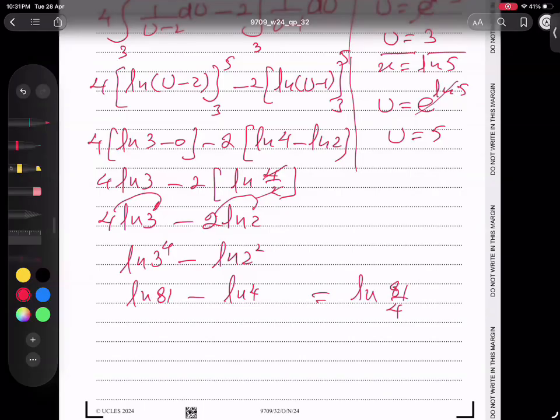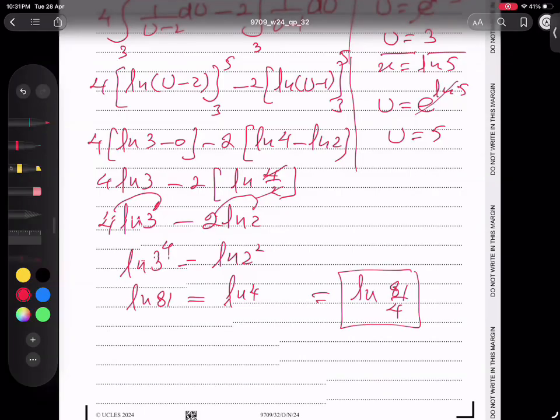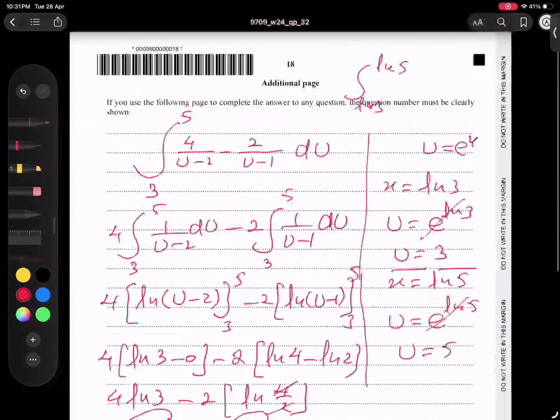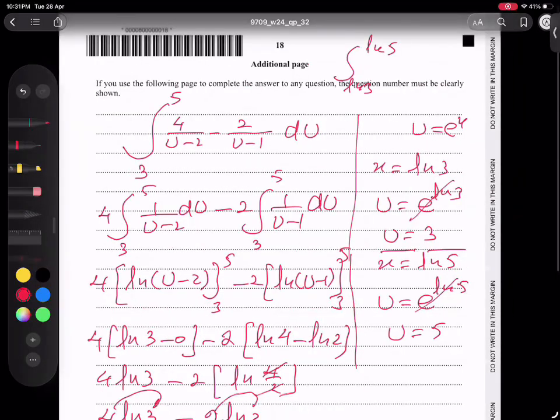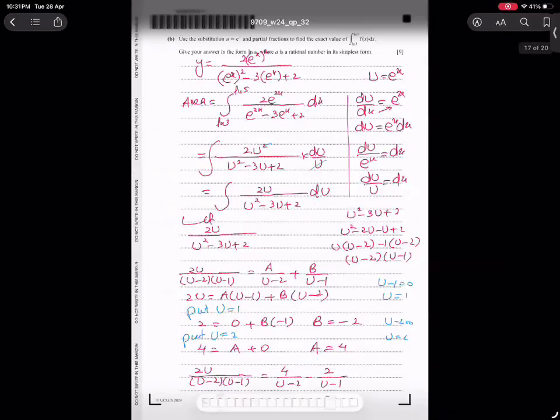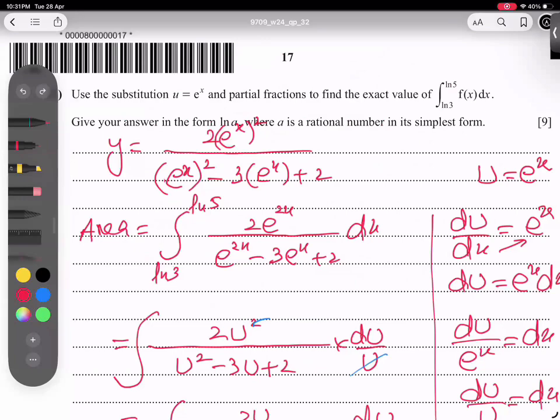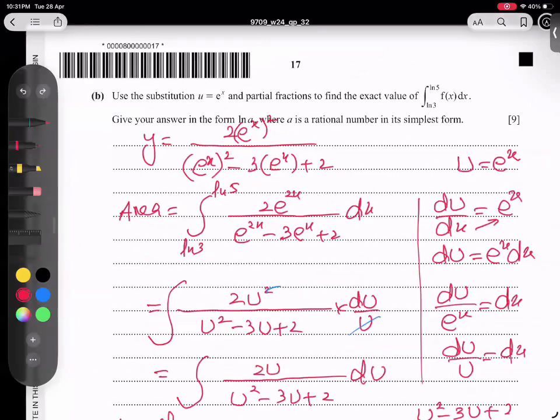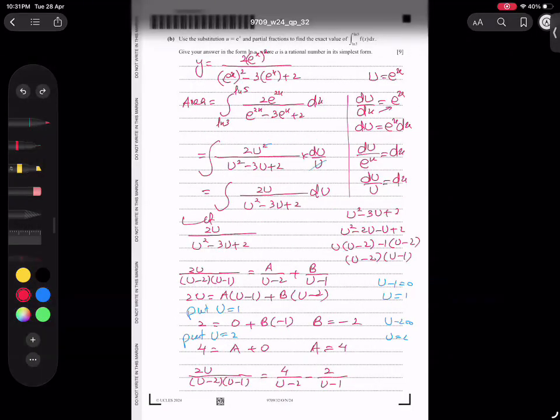I hope the concept of the question is completely clear. And we'll check it again, go back. He's saying to convert into ln A form with rational numbers in simplest form. I hope the point is very clear and the question is completely over.